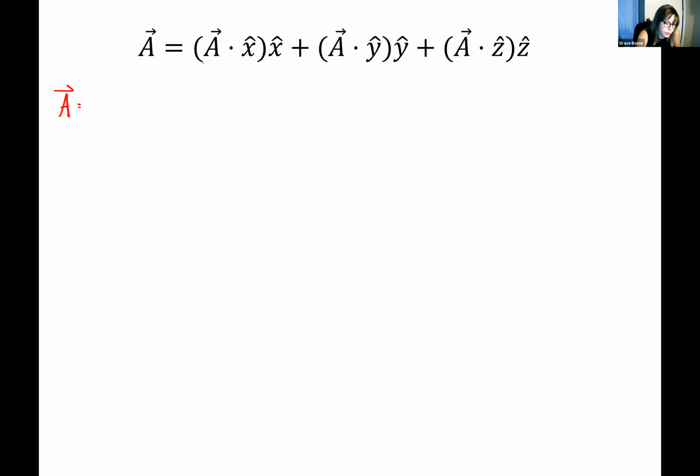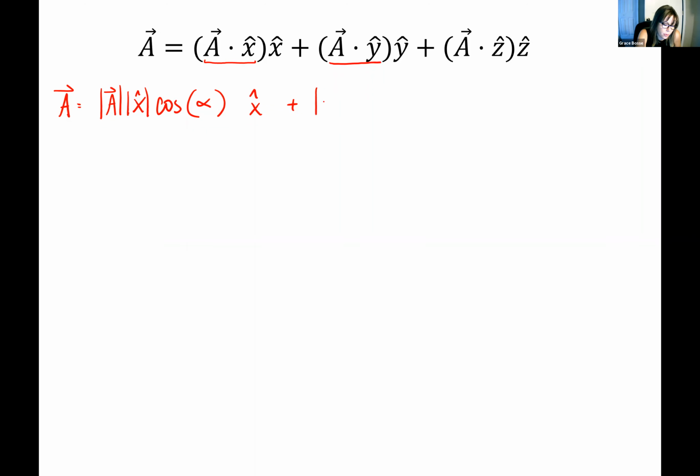In this first expression, I see a vector a dotted with x hat. So I'm going to replace that with the norm of a times the norm of x hat times the cosine of the angle between them. And I am going to call that angle alpha. That's the Greek letter alpha. All that stuff gets multiplied by x hat. Now I'm going to do the same thing for this next term, a vector dotted with y hat.